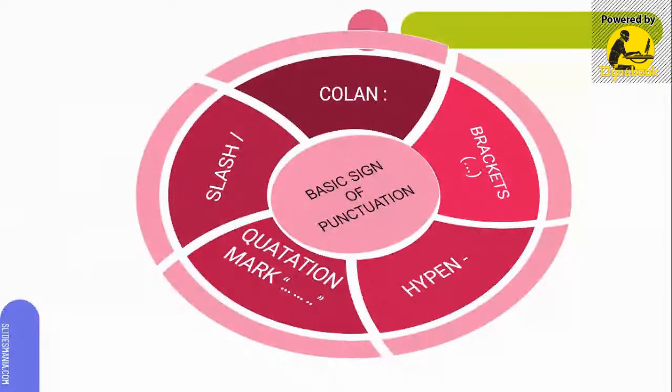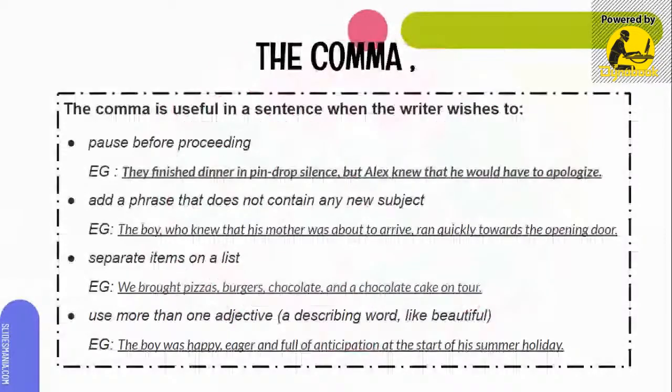Okay, now let us look at comma. What is comma? Comma is useful in a sentence when the writer wishes to. There are 4 conditions in which you can use a comma. The first one would be to pause before proceeding. Let us see the example I have given you. They finished dinner in pin drop silence, but Alex knew that he would have to apologize.